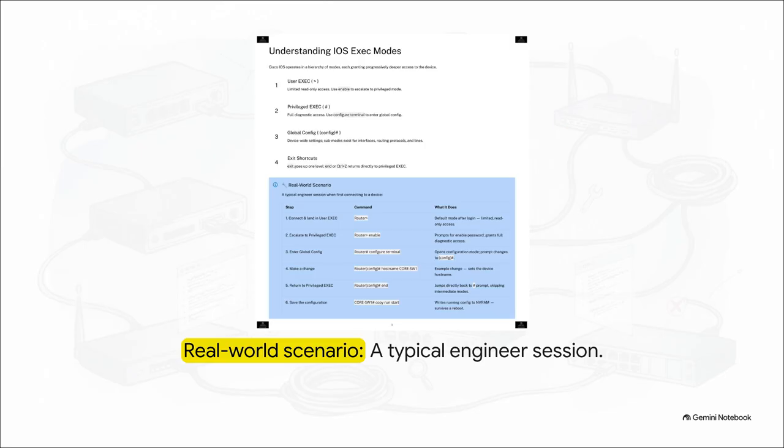You start right at step 1, landing at that router greater than prompt. You type the magic command enable to jump up into privileged exec. From there, you type configure terminal to enter global config mode. Now, check out step 4. You can actually make a change, like, say, setting the device hostname to core-switch1. Once you're done, you just type end to jump all the way back down to privileged exec. And finally, and honestly most importantly, you type copy run start to save that running configuration to NVRAM. That just means your changes will actually survive a reboot.